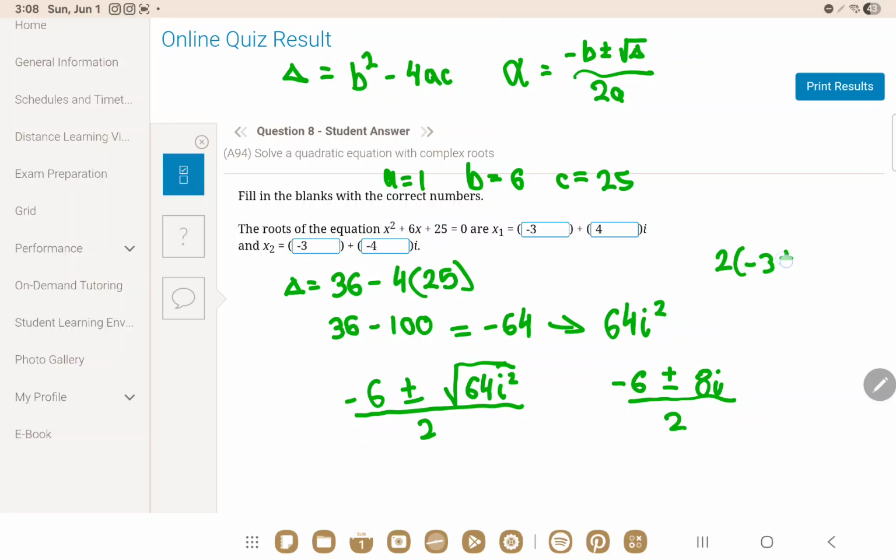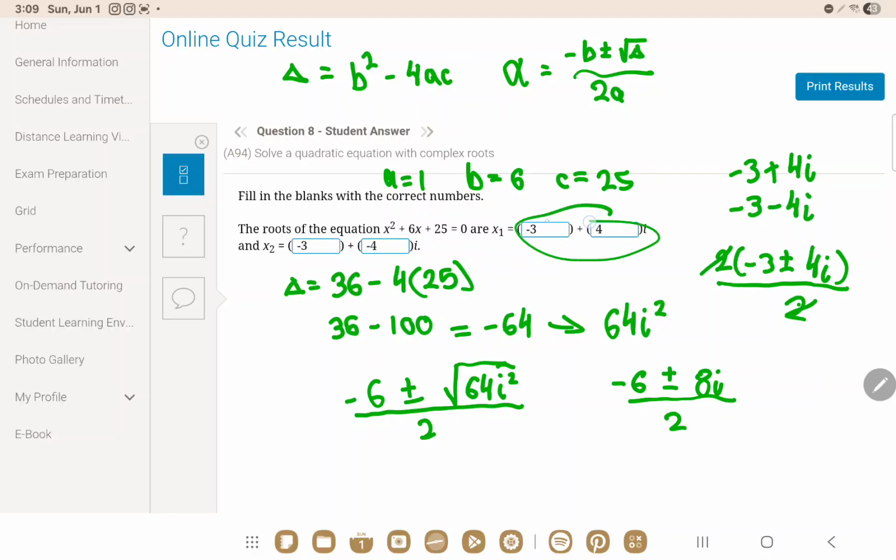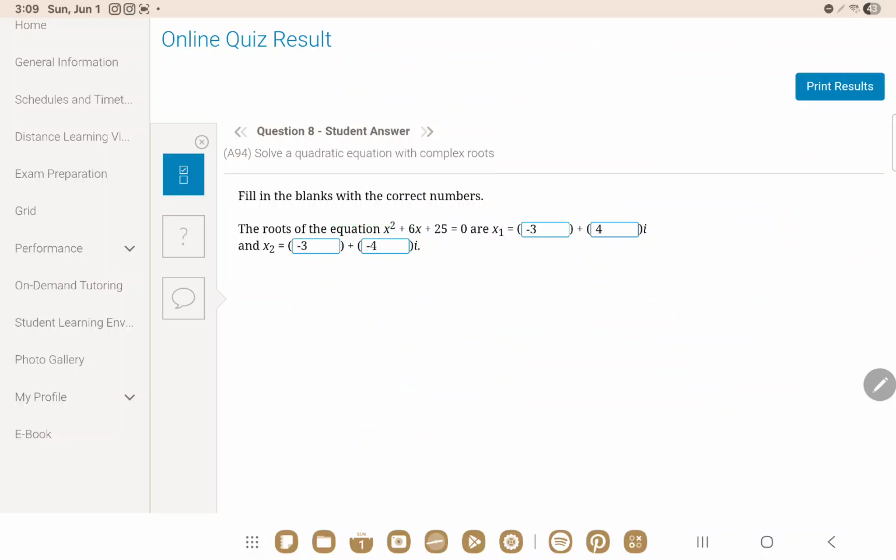Negative 3 plus minus 4i all over 2. 2 is going to cancel out with 2, leaving you with negative 3 plus 4i or negative 3 minus 4i. These are your two roots. Plus and plus, again, plus negative 4. They want to throw you off. That's how they write it. Moving on to the next question.